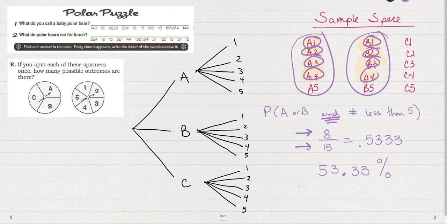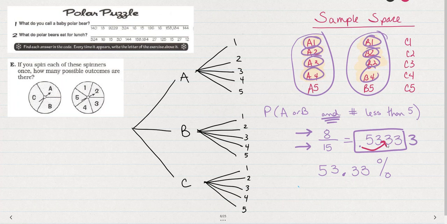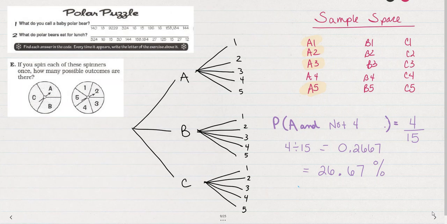If I divide 8 divided by 15, I get 0.5333, and that 3 keeps repeating. When I round it to 4 decimal places, I'd stop at the 3. If I change that to a percent, I'm going to multiply by 100, or simply move that decimal 2 places to the right to get 53 and 33 hundredths percent, 53.33%.